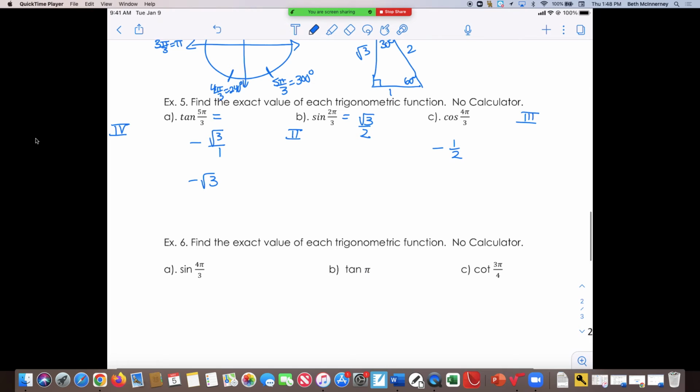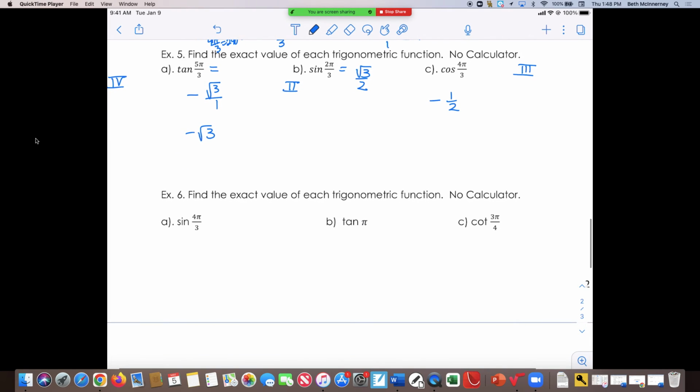All right, number 6. Now I've mixed them up. So you use whichever method you're going to use on the next quiz. We're not having one this week, but next week we'll have a quiz next Friday. It says find the exact value of each trigonometric function. So figure out where it is. Is it quadrantal? Quadrantals are just on the unit circle. Otherwise, you need triangles for the other ones.